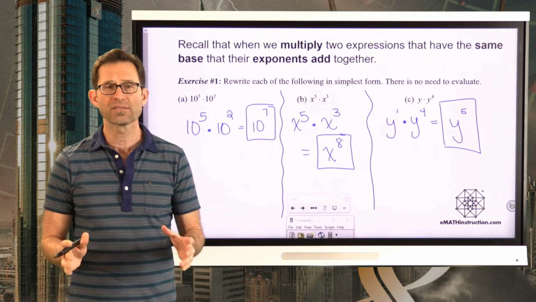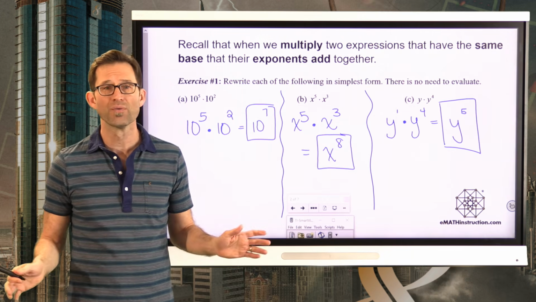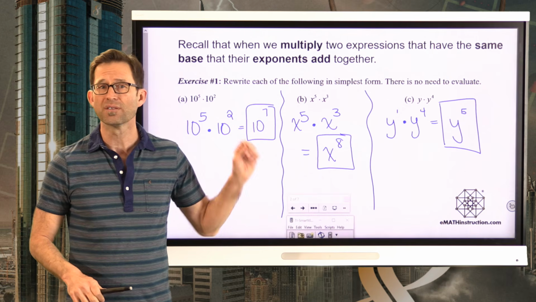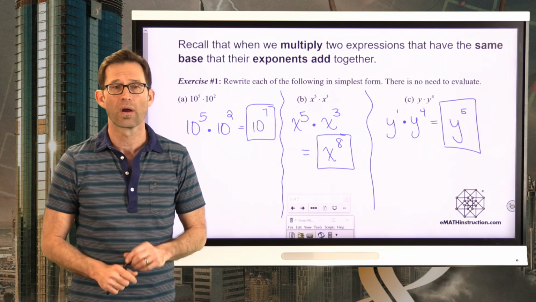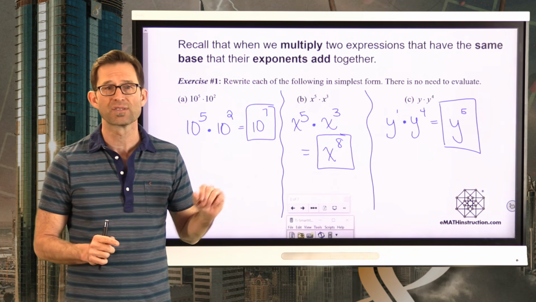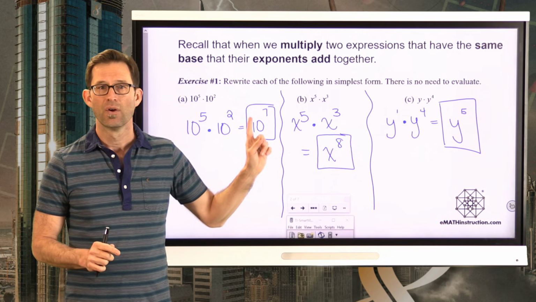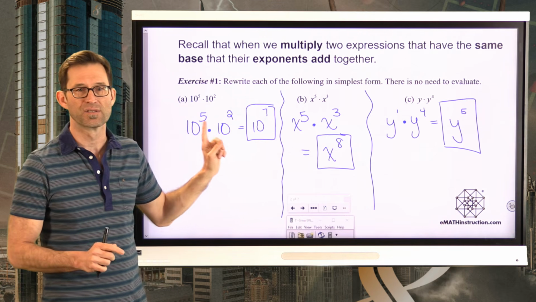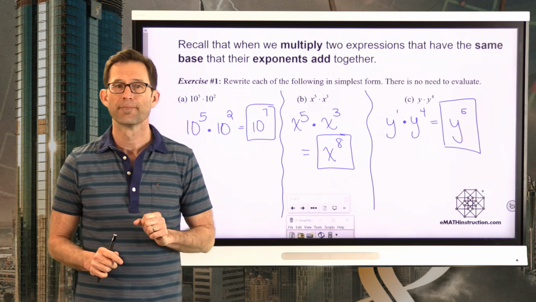A fantastic property of exponents that always holds. It doesn't matter what the base is. It doesn't matter what the exponents are. When we multiply the two together, as long as they've got the same base, then it's just that base raised to an exponent that is the sum of those two exponents.